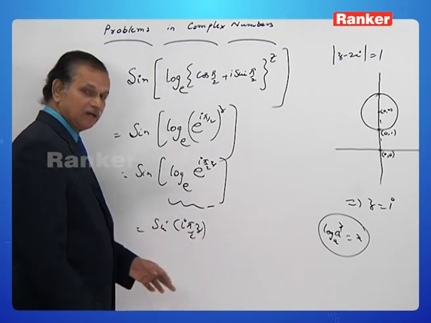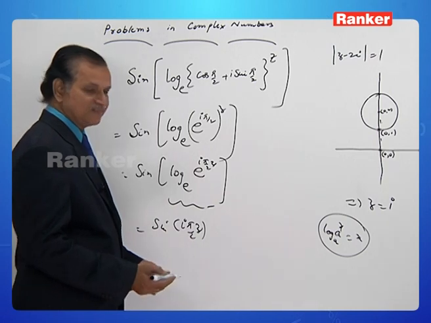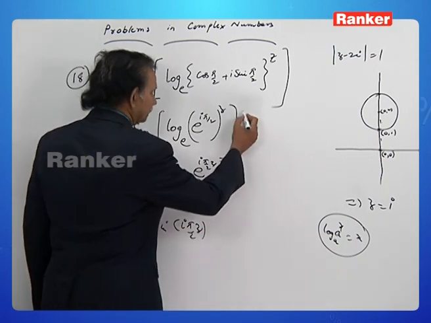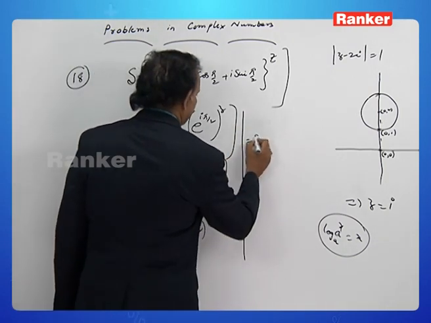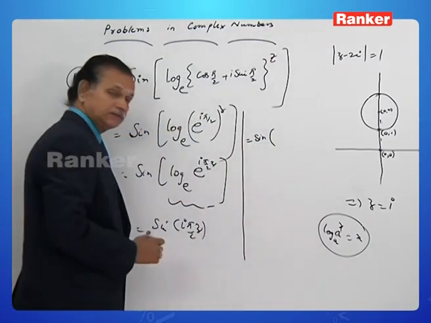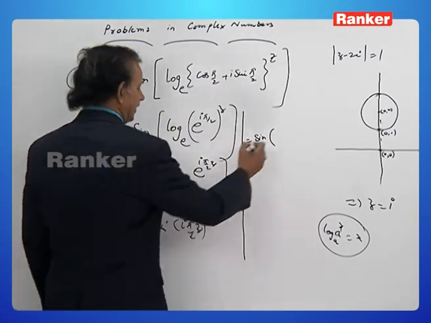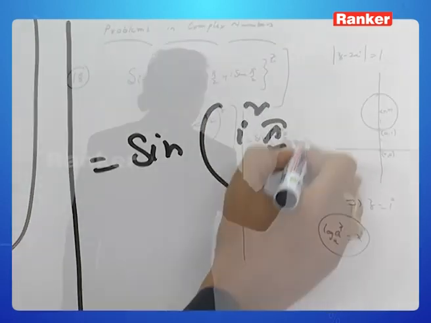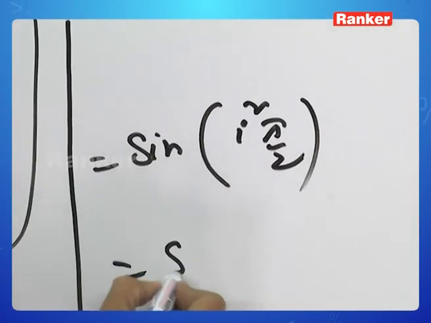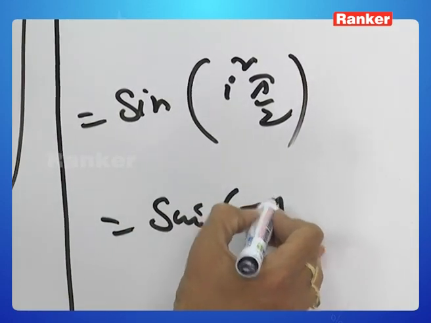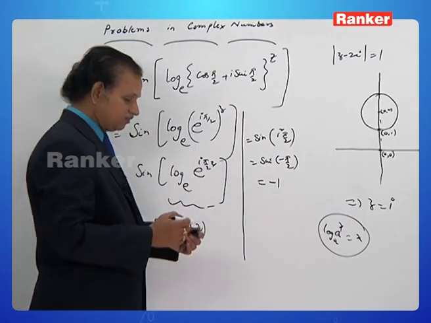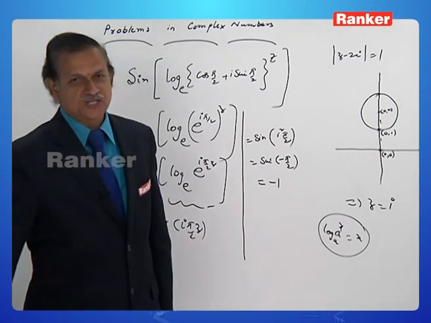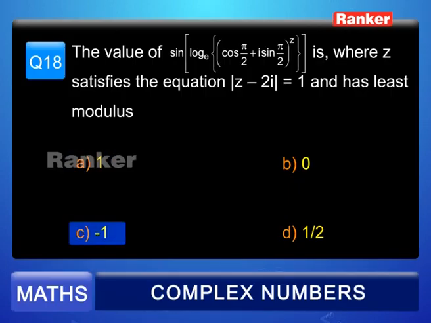You just substitute I in the place of z. What happens? I into I, I square. What is I square? Minus 1. So it is sine of minus pi by 2. What is that? I into I square, I square pi by 2. What is I square? Minus 1. So it is sine of minus 1 into pi by 2, minus pi by 2. What is sine of minus pi by 2? Minus 1. Is it available among the options? Surely it is available in option C. Therefore, the right answer is minus 1 and the right option is C.